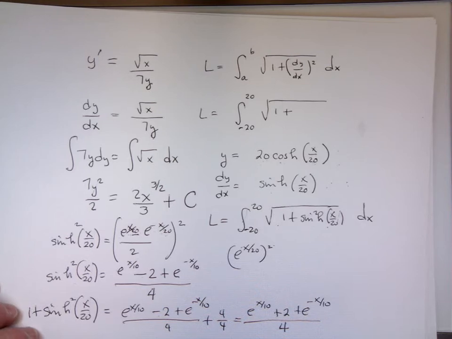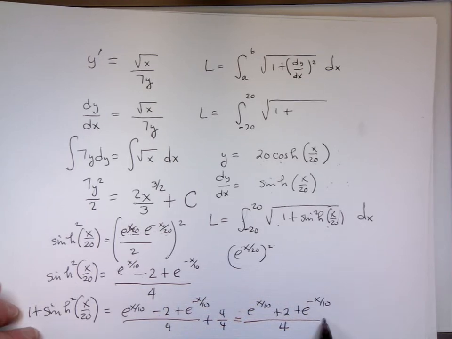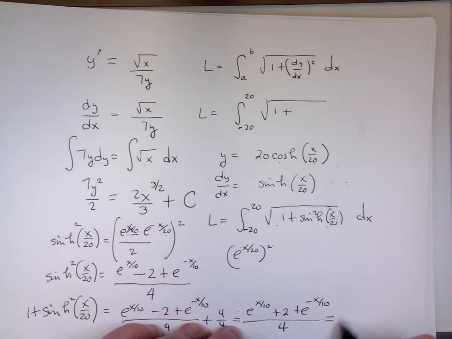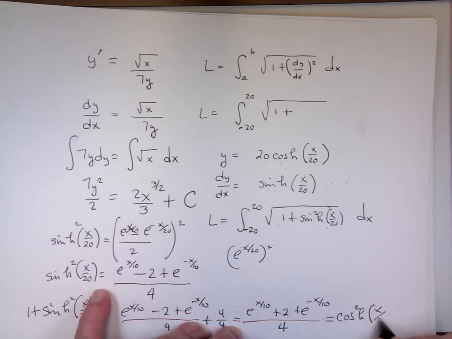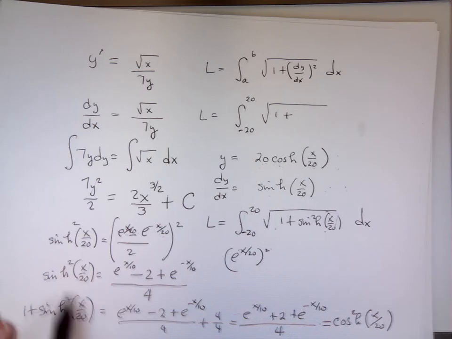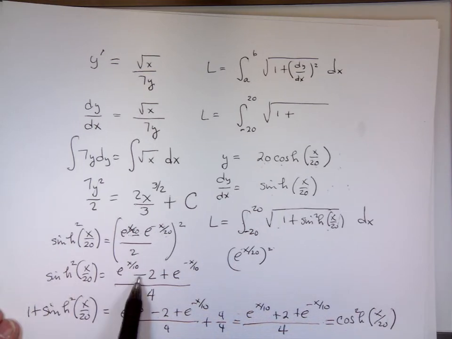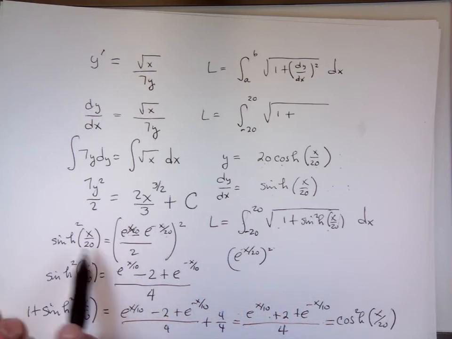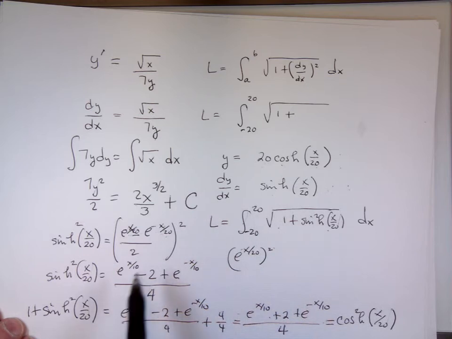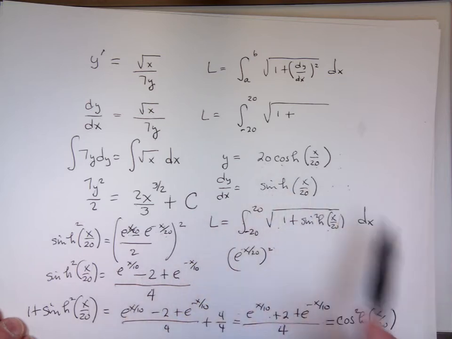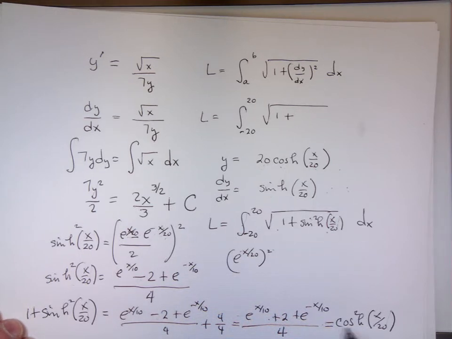Okay? And what is this equal to? Believe it or not, it's equal to cosh squared of x over 20. See, here's sinh squared. It's got a minus. The cosh squared will have a plus. It's the only difference between the two. Take the square root of that, and that's equal to cosh. So you end up integrating cosh, and that's pretty simple.